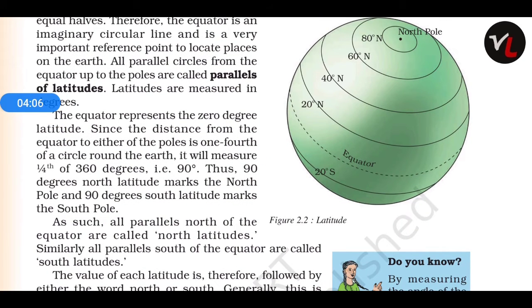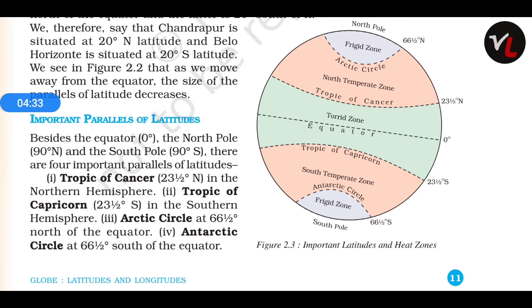Here one thing we have to remember is that the equator represents 0 degree latitude, the North Pole represents 90 degree north and the South Pole represents 90 degree south. Now we have to analyze what are the important parallels of latitudes. Besides the equator, that is 0 degree, the North Pole 90 degree north and South Pole 90 degree south, there are 4 important parallels of latitudes. The first one is Tropic of Cancer, that is 23.5 degree north in the northern hemisphere. The second one is Tropic of Capricorn, 23.5 degrees south in the southern hemisphere. The third one is Arctic Circle, which is 66.5 degree north, and Antarctic Circle, which is 66.5 degree south.